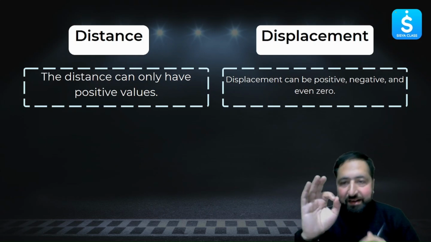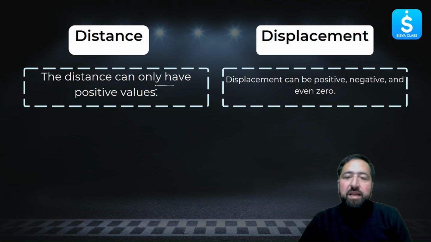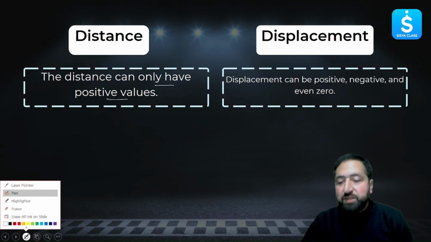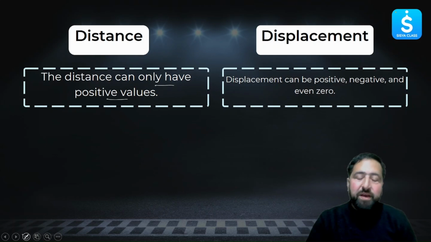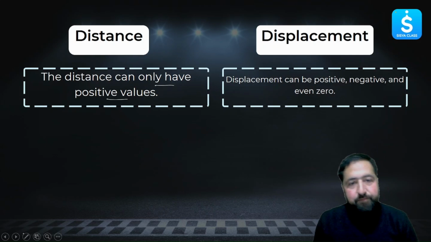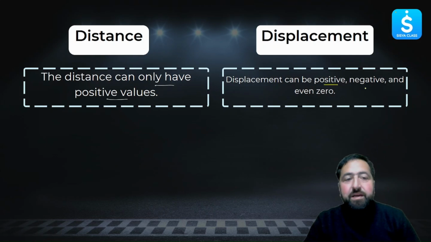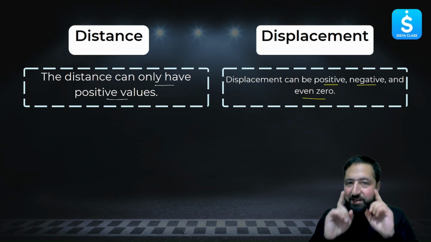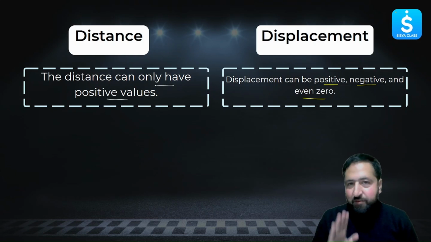Okay, so that is why the distance can only have positive values. It can never be 0 if the body is moving, and it can never be negative if the body is moving. But on the other hand, displacement can be positive, it can be negative, and it can even be 0 as well. So there is one thing we can deduce from this, and what is that?